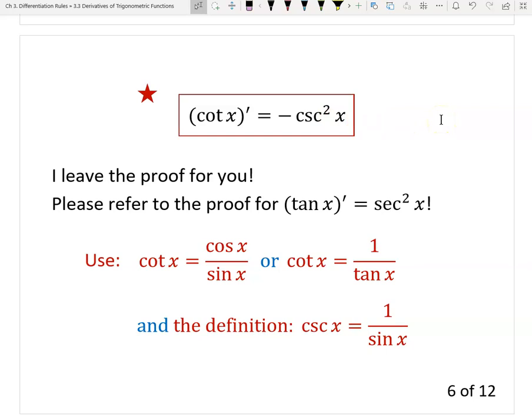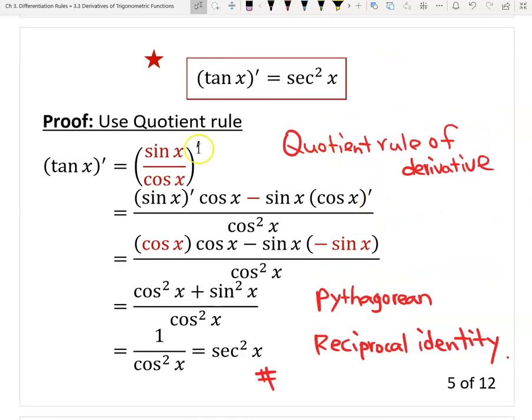Okay, so it is super easy. Okay, it's not a challenge. So I know you can get it. Okay, it's just a piece of cake for you. Okay, all you need to do is just refer to the proof. So for tangent, can you compare? Tangent take a derivative is secant square. Cotangent take a derivative is negative cosecant square. The only difference is secant goes to cosecant. The major one is we have a negative. Okay, so you just refer to this proof.